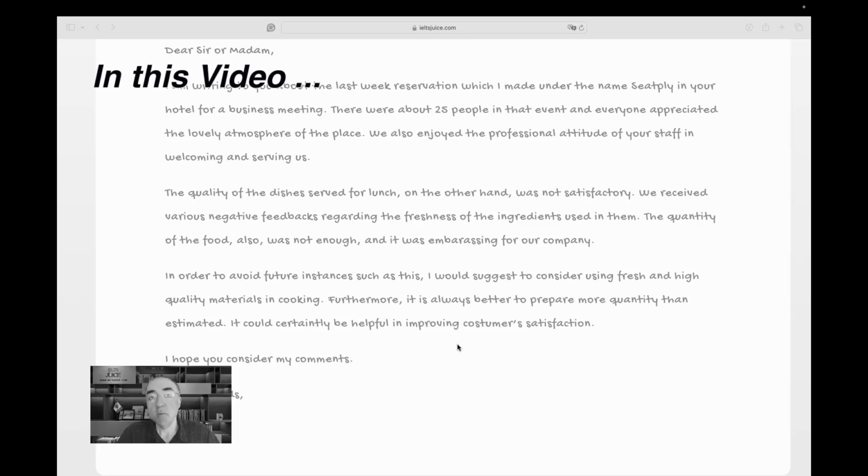Oh, maybe the dishes prepared were only for 23 people, while there were 25 people. Does it mean that? Oh, oh, that's even worse.